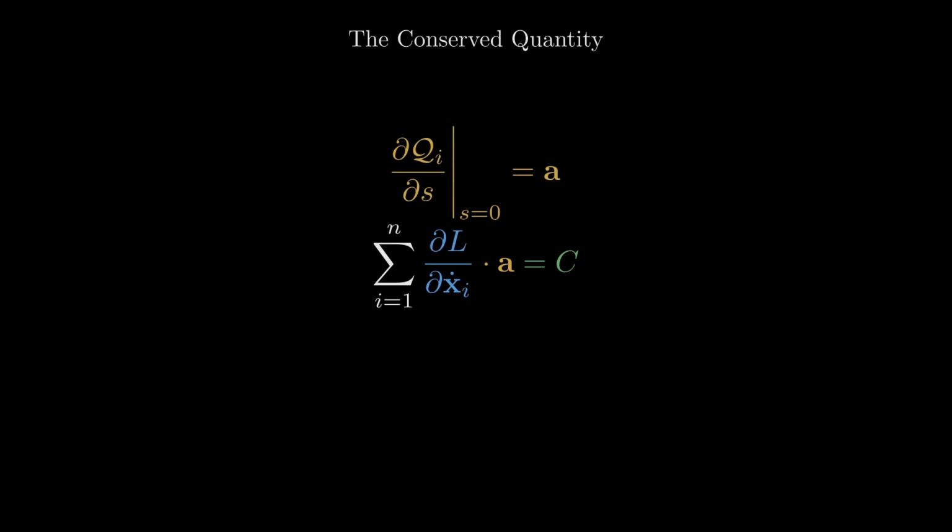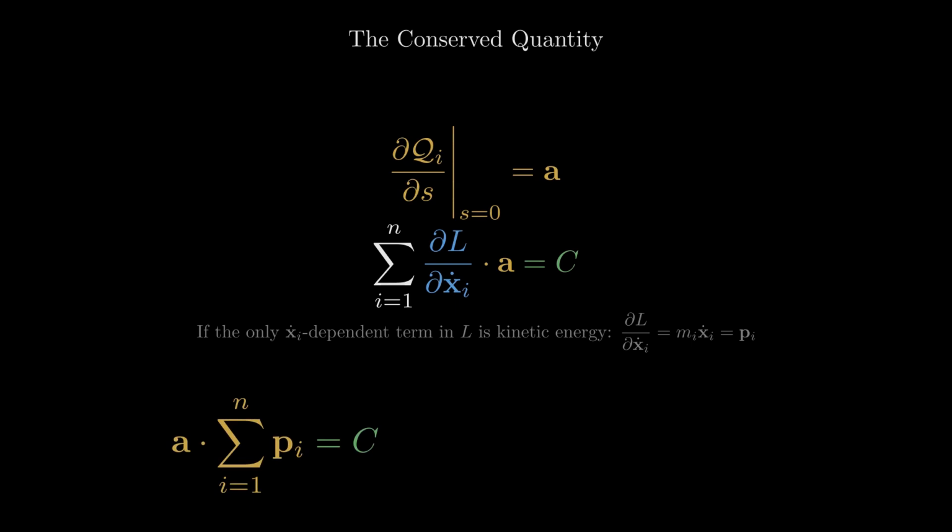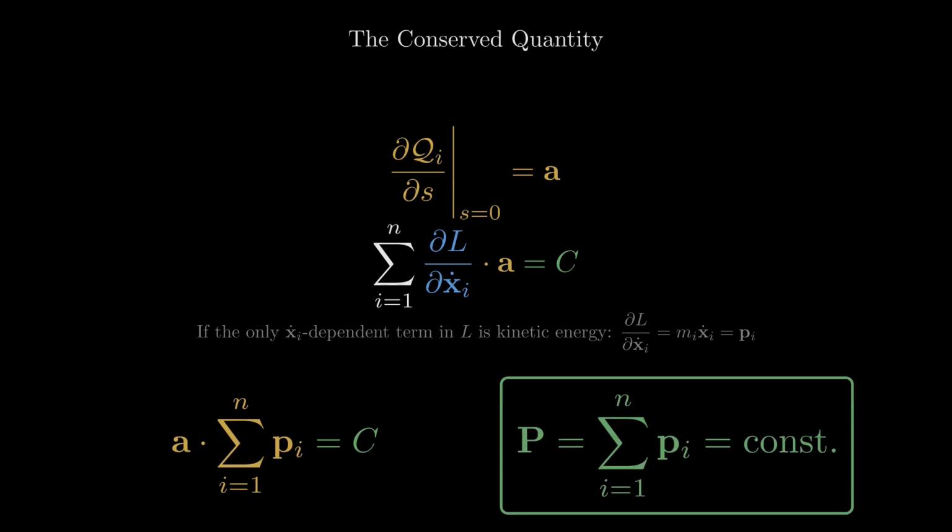Well, dqi by ds at s equals 0 is just the vector a, so it reduces to this vector expression. But what are these terms? If the only term in L depending on xi dot is the kinetic energy, then this becomes m xi dot, the momentum of the particle i, so this sum is just the total momentum of the system. Since our vector a was arbitrary, this tells us the sum of the particles' momentum must indeed be conserved.